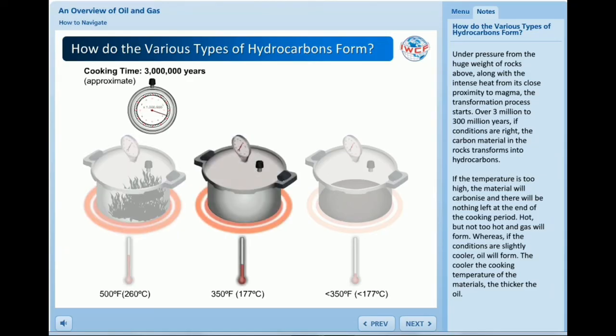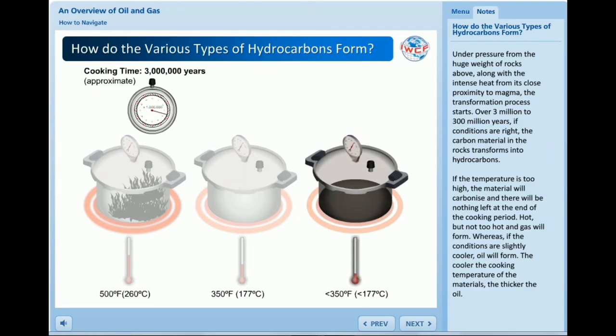Hot, but not too hot, and gas will form. Whereas, if the conditions are slightly cooler, oil will form. The cooler the cooking temperature of the materials, the thicker the oil.